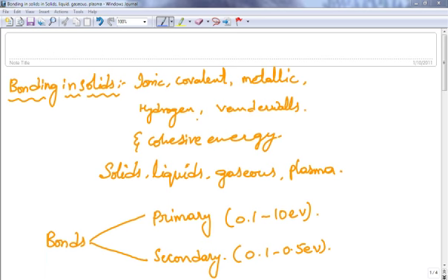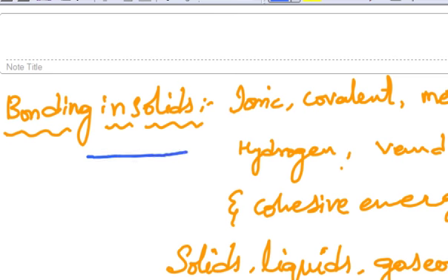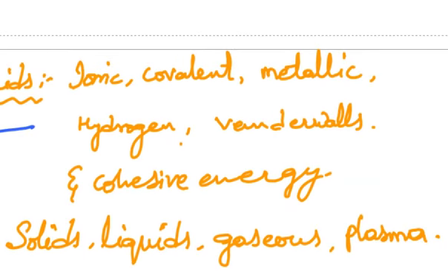In this video we are going to study bonding in solids. The topics we are going to cover in this video are ionic bonding, covalent bonding, metallic bonding, hydrogen bonding, van der Waals bonds and cohesive energy.